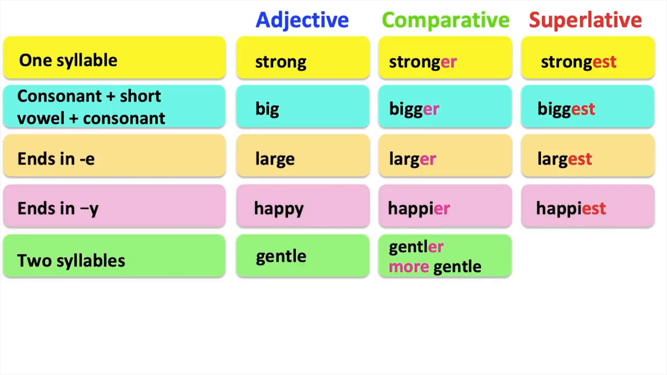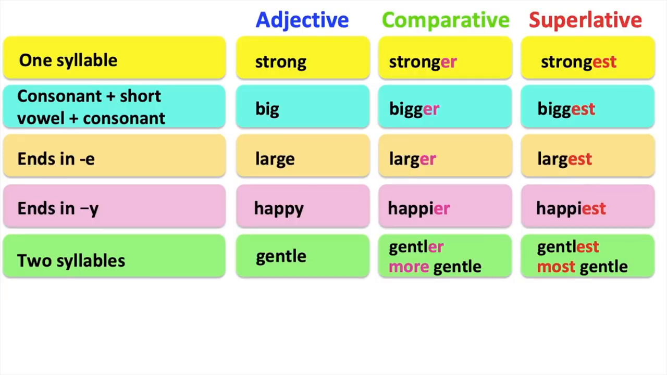When forming the superlative adjective, we can put the word most before the adjective. However, in some cases, we can just add the ending est. For example, gentle becomes gentlest or most gentle. This may sound confusing. However, if you're unsure of which form to use, the safer option is just to add more or most before the adjective.